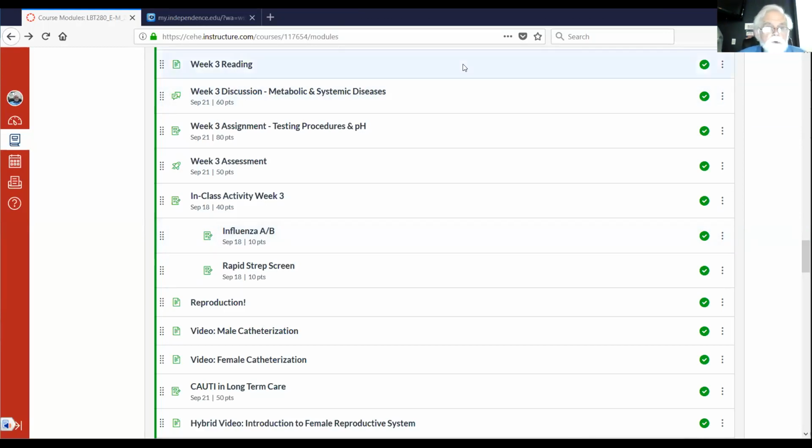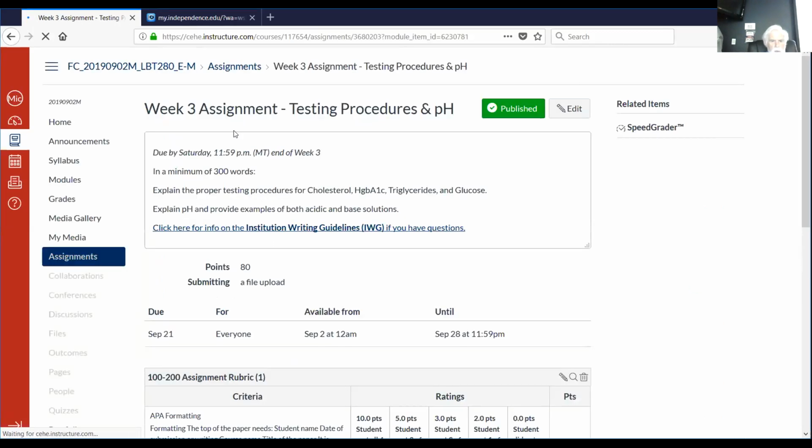All right, so this week, the discussion is going to be metabolic and systemic diseases. The assignment is going to be working with testing procedures. We'll just take a quick look at it. Since Brandy's already done that, you're going to be explaining how the testing procedures for cholesterol, hemoglobin A1C, triglycerides, glucose, and pH work. So you'll just look these things up, okay?